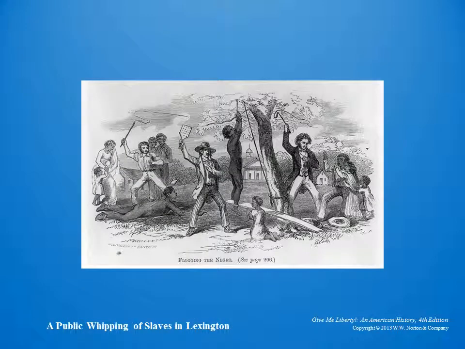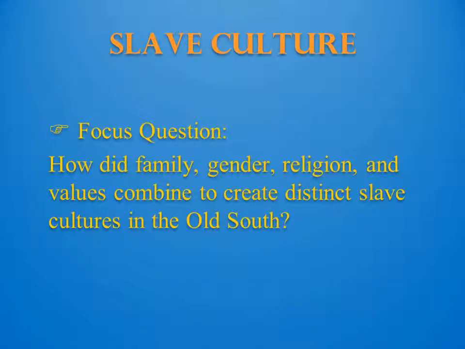This is a public whipping of slaves in Lexington, Missouri. This is an illustration from an abolitionist magazine, showing how common whipping was as a form of punishment for slaves. In this next section, we're going to talk about family, gender, and religion, and the values, how they're creating a very distinct slave culture in the South.